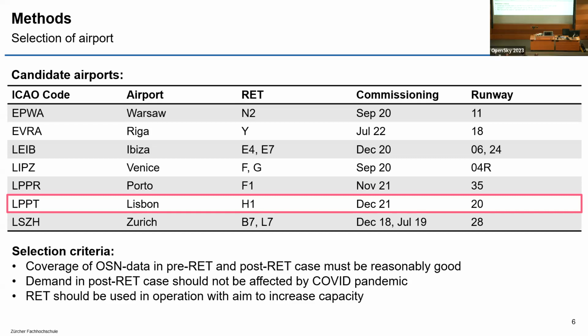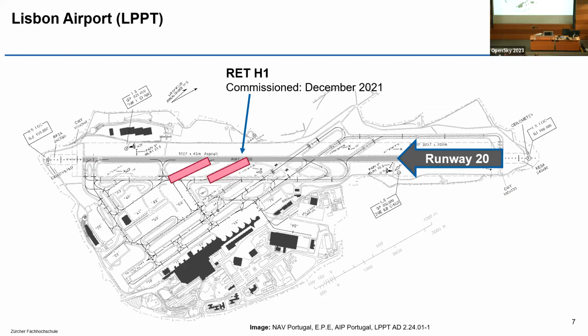So here you have a runway overlay, an overview of Lisbon Airport. You see in red the 2 rapid exit taxiways which are available on runway 20, and one of them, taxiway Hotel 1, is the one which has been added or built in December 2021. So we look from now on at Lisbon Airport, and we explicitly look at Lisbon Airport when it is operated in a way that aircraft land on runway 20 and take off on runway 20, because otherwise we cannot measure the effect of the red.